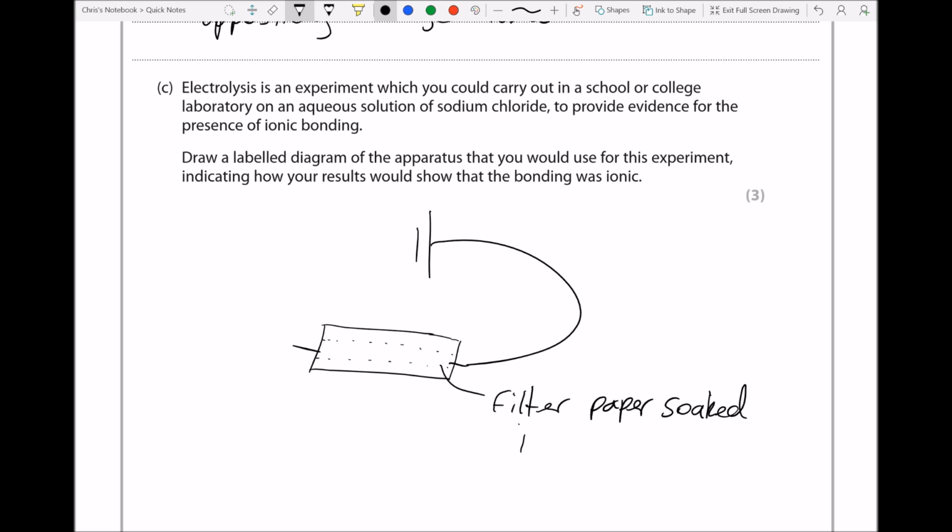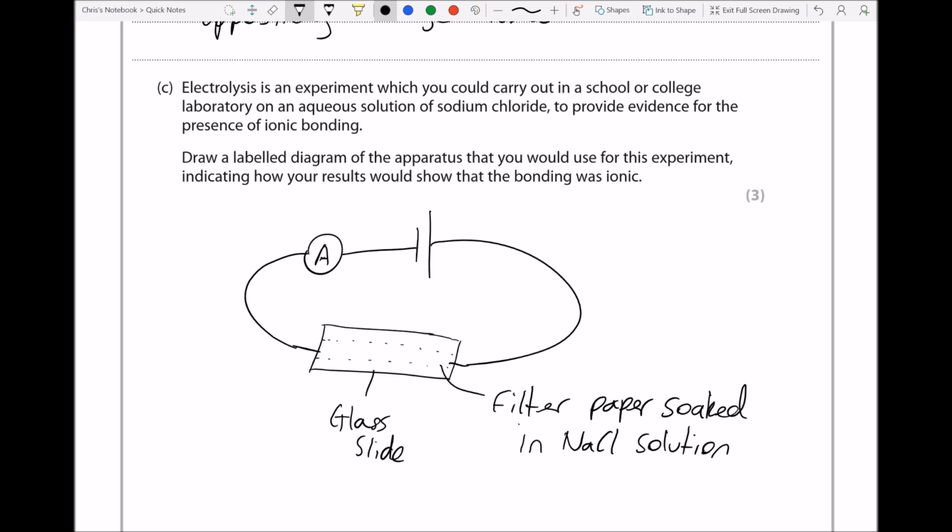This is going to be soaked in sodium chloride solution. Okay, as long as it's got your solution on there. Obviously this is just a glass slide. You have a wire going around the other side, and you'll need some form of method to know that a current is flowing through there, like an ammeter or a bulb or anything like that. So we're just going to put a circle on there, and connect it round to form a full circuit.